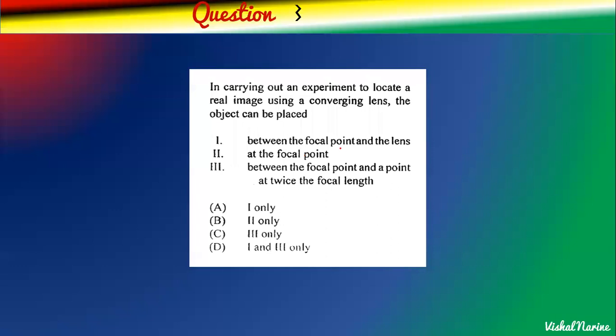All right, so let's go through the options. If we place the object between the focal point and the lens, we will be getting a virtual image here. Just a recap of your notes. If you place it at the focal point, then basically we have an image at infinity. So therefore, this is not an option for the answer. So basically, it is 3 only, which is C.